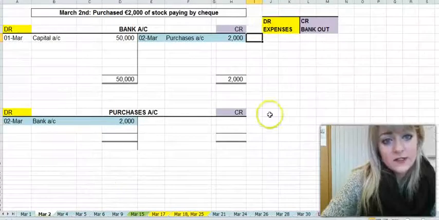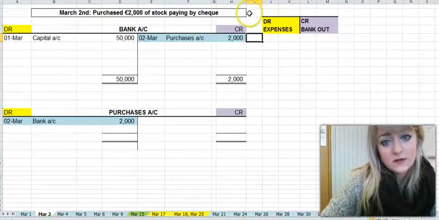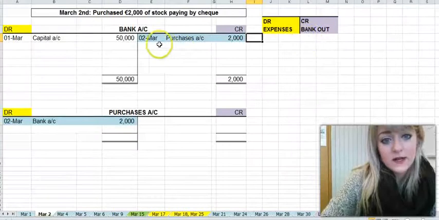So on the 2nd of March, Kate purchased €2,000 of stock paying by cheque. If she's paid by cheque, the money is going to leave her account. As I said before, money out of her account is a credit. So it's the opposite to what we see on our bank statement. On the 2nd of March, her purchases of €2,000 taken out of her account, credited. The corresponding debit entry is the purchases, so it's an expense. She's paid for these purchases, €2,000. We debit our expenses always.